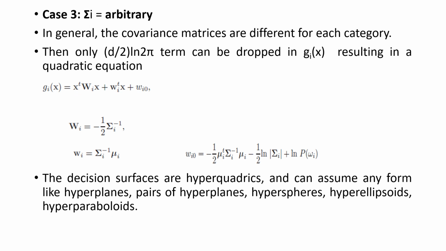Third case, the covariance matrices are different for each category, then only the d by 2 log 2 pi term can be dropped in g_i(x), resulting in a quadratic equation for g_i(x). The decision surfaces are hyperquadrics and can assume any of the general forms like hyperplanes, pairs of hyperplanes, hyperspheres, hyperellipsoids or hyperparaboloids.